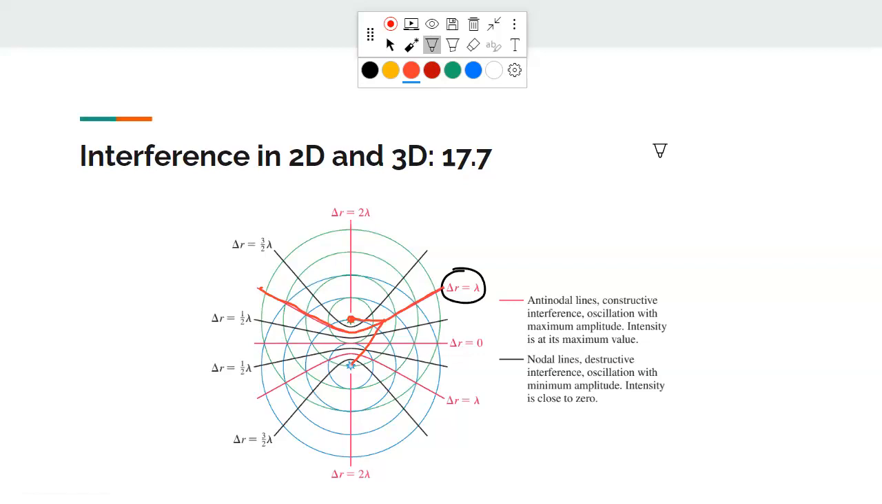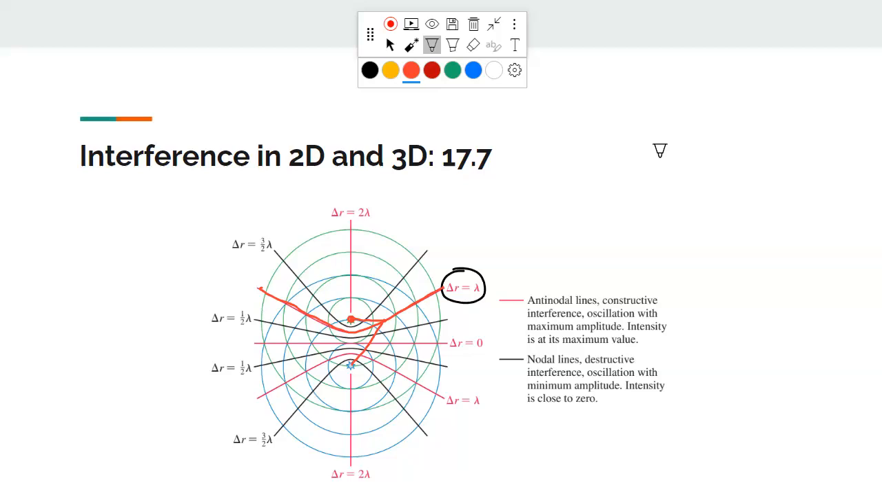Whereas on the black lines drawn here, every point will have maximal destructive interference. So those points will be at surface level in height. They won't have any displacement. Okay. And so just like in the case of standing waves, we can call the red lines here antinodes because those are where we get constructive interference. And we can call the black lines nodes. That's where you get destructive interference.